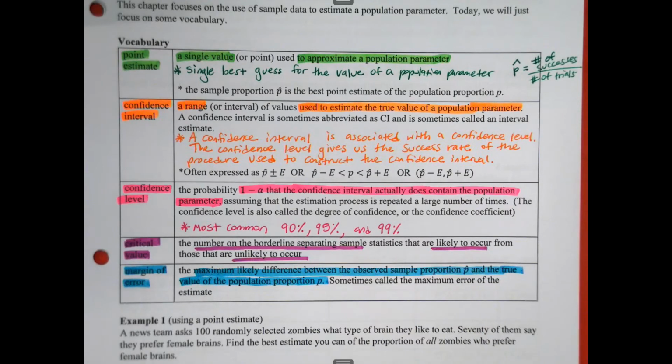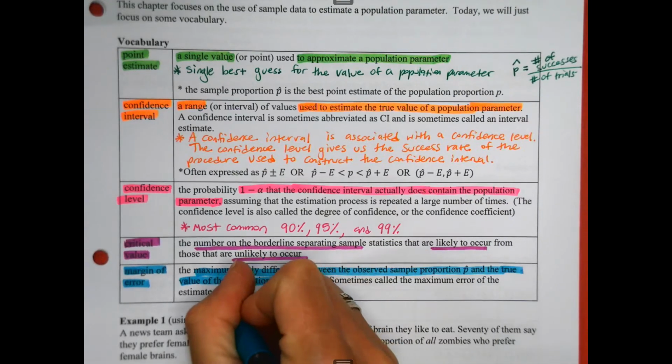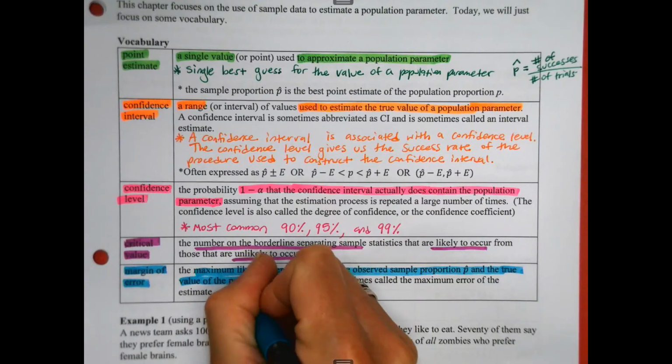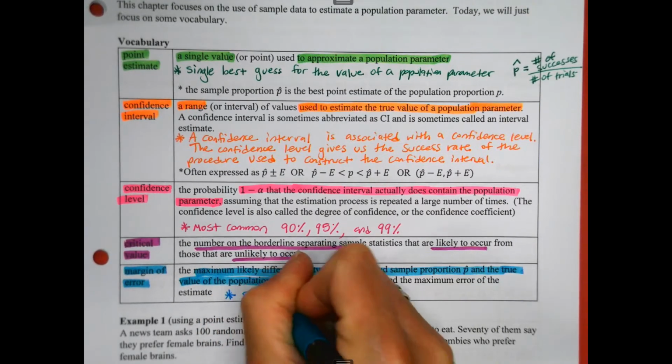In this section, we are going to be looking specifically at proportions, but this can also be applied to means, which we will see in later sections. And for the margin of error, the symbol is E.